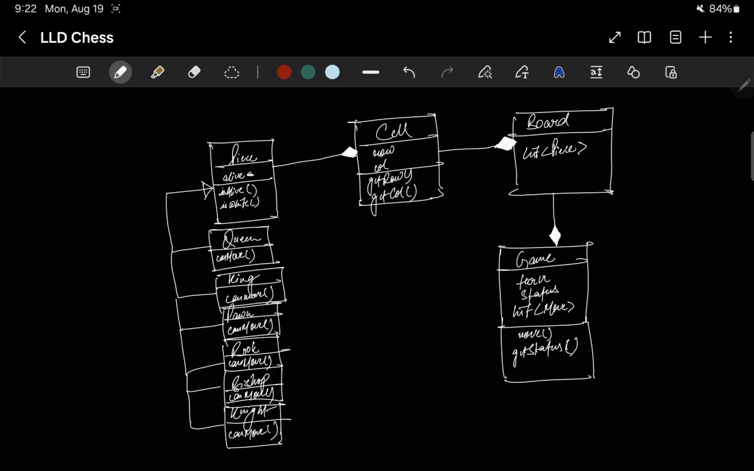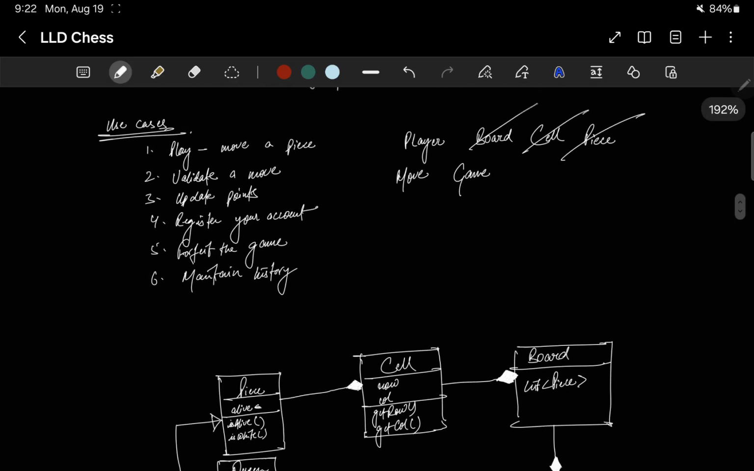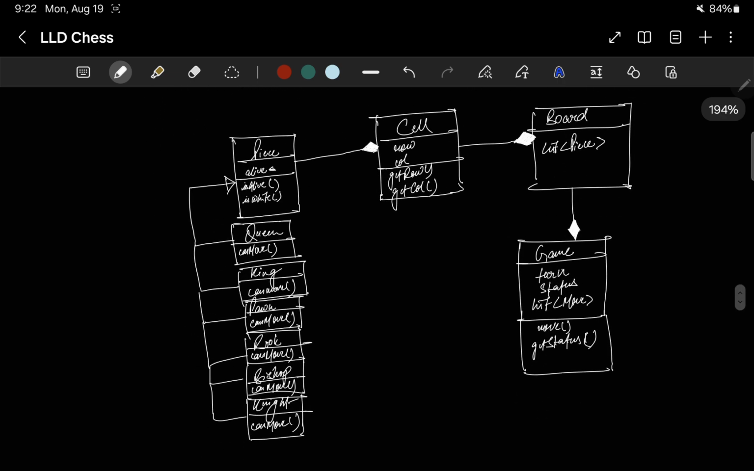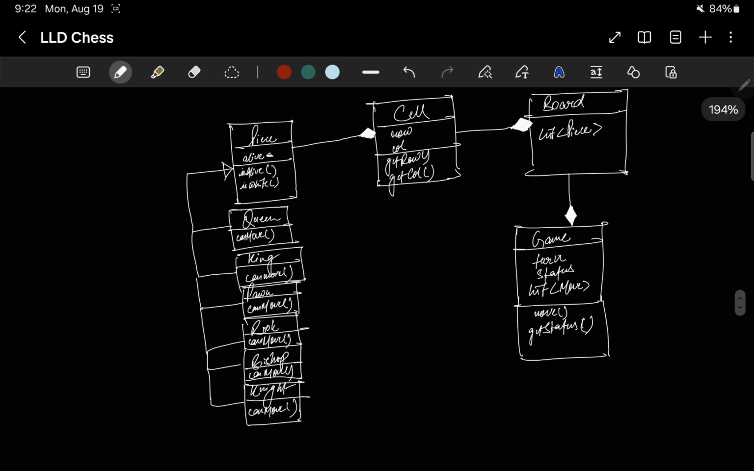So there will be a composition between board and game. Next, what we have, game also done, we have player and move. So since we are using move here in the game, let's make move first. So there will be a move. Let's write it here.